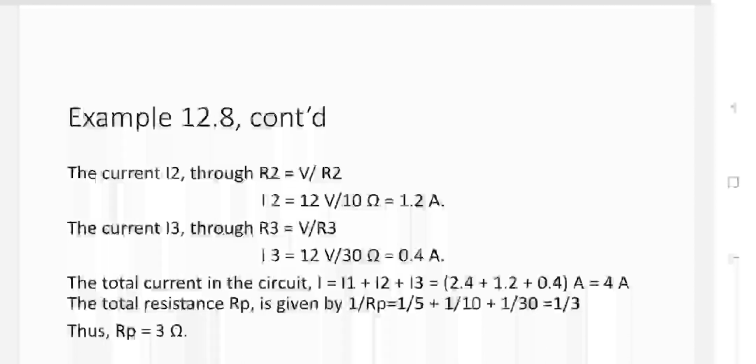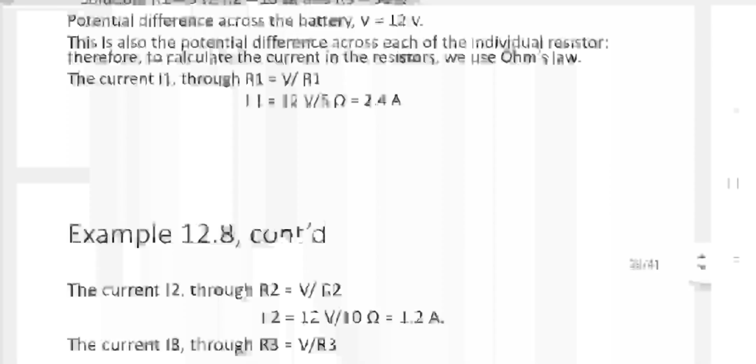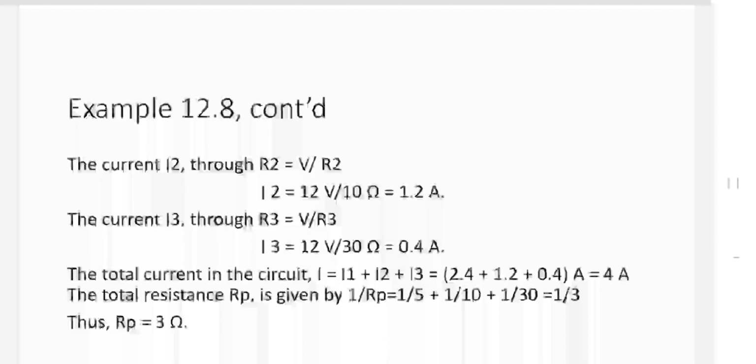So second question is the total current in the circuit. So total current is I equals I1 plus I2 plus I3, which we have calculated in first point, 2.4 ampere plus 1.2 ampere plus 0.4 ampere. So total current would be 4 ampere. Now in the third point, it is asking the total circuit resistance.